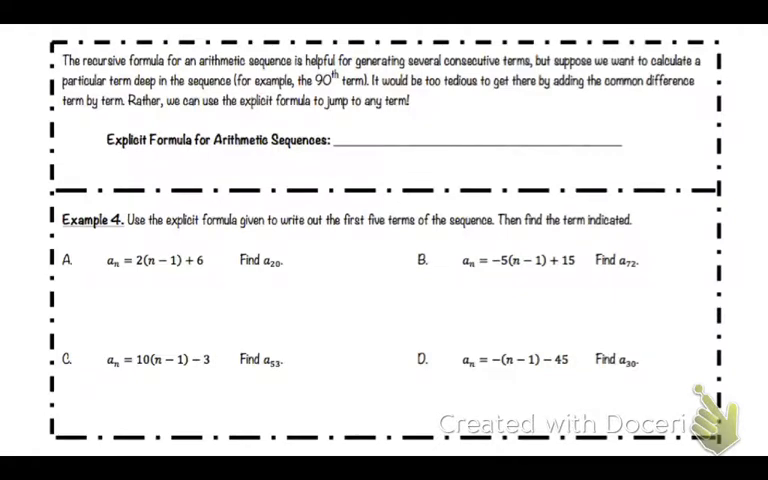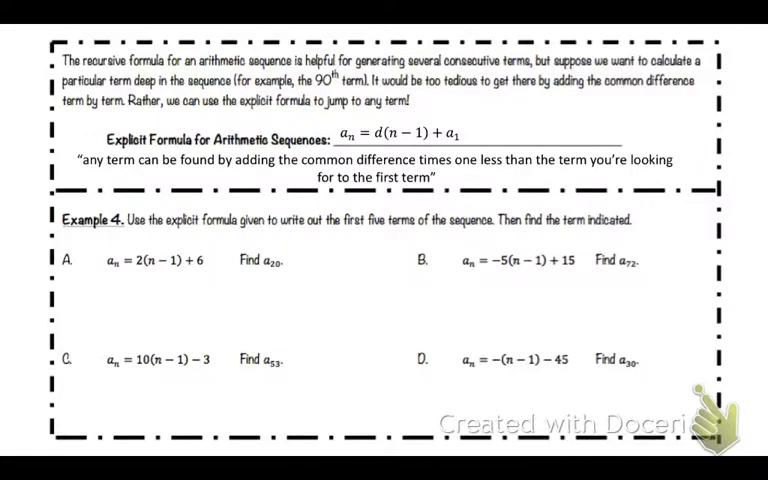Let's flip this over. So the explicit formula, because it gets kind of annoying to add and subtract all these numbers. So there is a way to do this. Like if we have to find the 90th term or the 100th term or whatever it may be, you can use a sub n equals d times n minus 1 plus the first term, which is basically any term can be found by adding the common difference times 1 less than the term you're looking for to the first term.